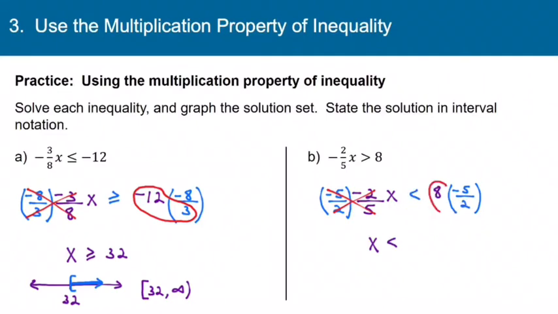Here, 8 divided by 2 will give us 4, and that 4 times this negative 5 will give us negative 20. So our solution is x is less than negative 20. So any number less than negative 20 would make our inequality true. Let's graph those numbers on the number line. The numbers that are less than negative 20 are to the left of negative 20. And then we have the parenthesis here because we do not have an or equal to bar. And our interval notation would be from negative infinity to negative 20 parentheses.